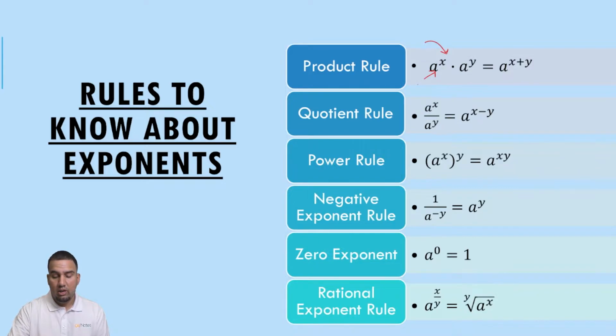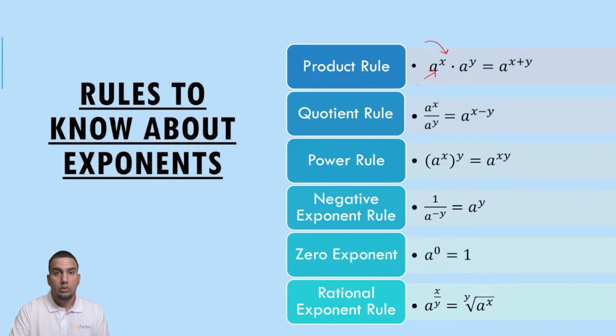Now you're going to notice that all these letters say a as our bases, and it's just because a could be any number or any variable. When you have two bases that are the same and you're multiplying them, like this example right here, a to the x times a to the y, if you have the same base, you're allowed to combine the bases, so it's just simply a, but what you're going to do with the exponents is simply add them. And this is called the product rule.